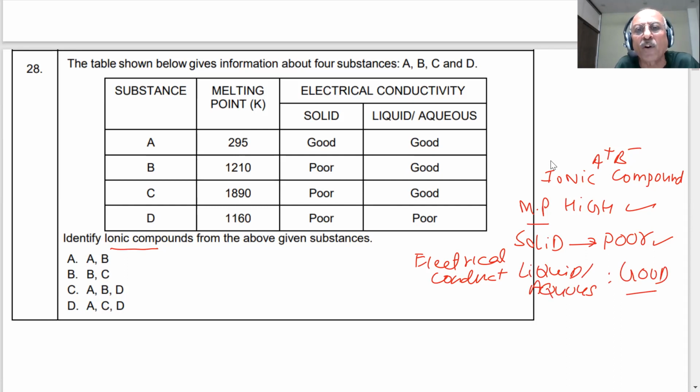A has a low melting point. It has a lower melting point. As you can see, these are higher. This is low, student. Therefore, this is not the correct answer. You can see B has a high melting point.